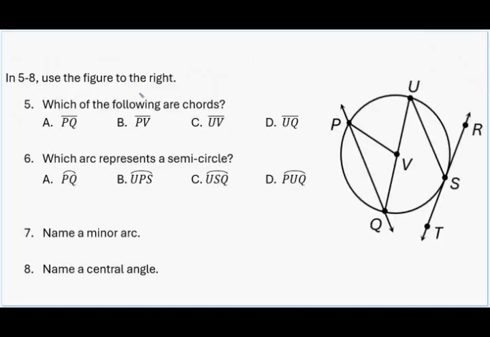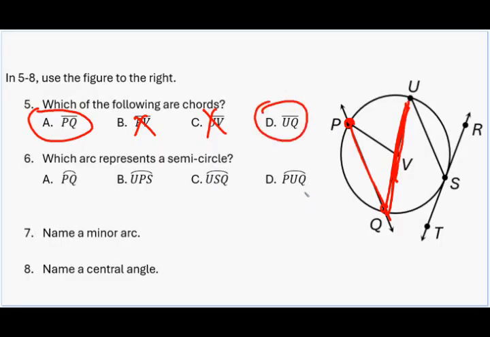5 through 8, use the figure at the right. It says, which of the following are chords? So here's P to Q. P to Q, yeah, that's a chord. See, PV right here, that's a radius. UV, that is also a radius. And U to Q. U to Q is a diameter, but it's also a chord that goes through the center of the circle. So we got a couple answers there.